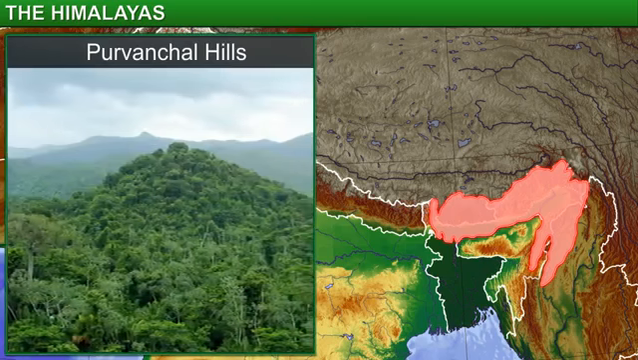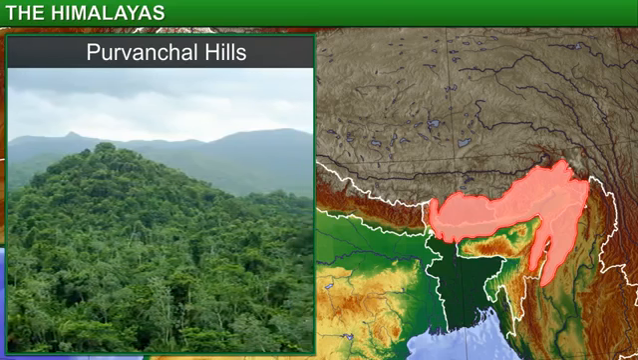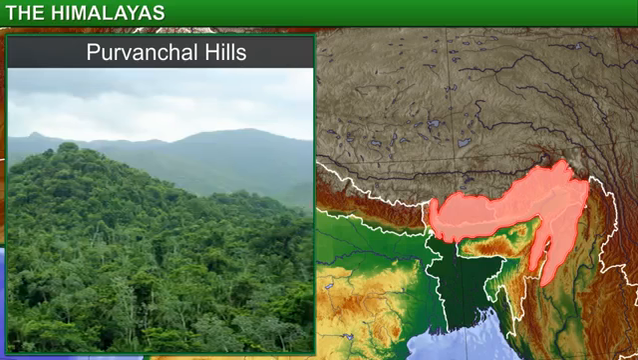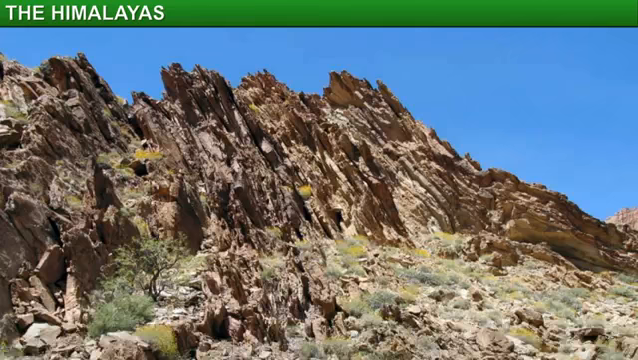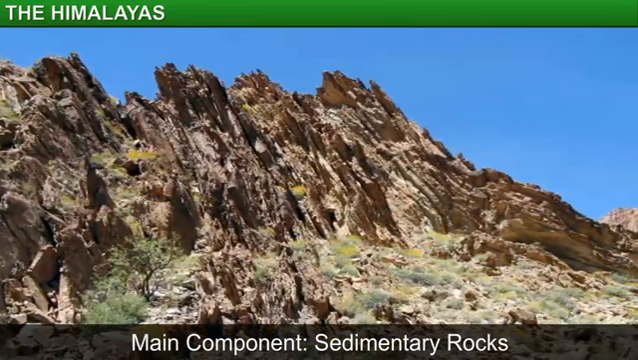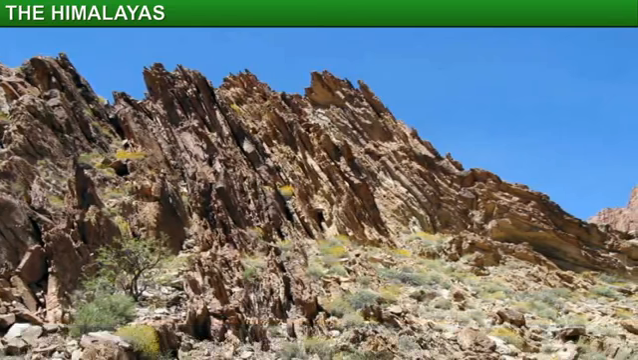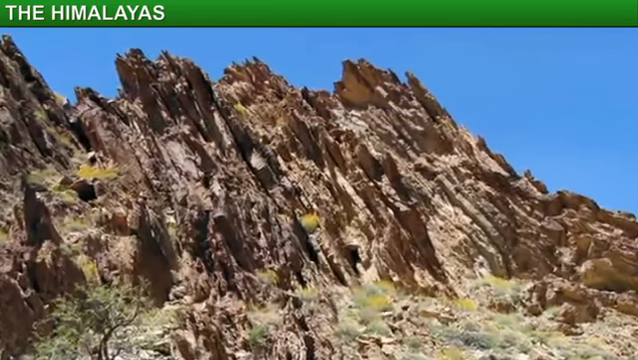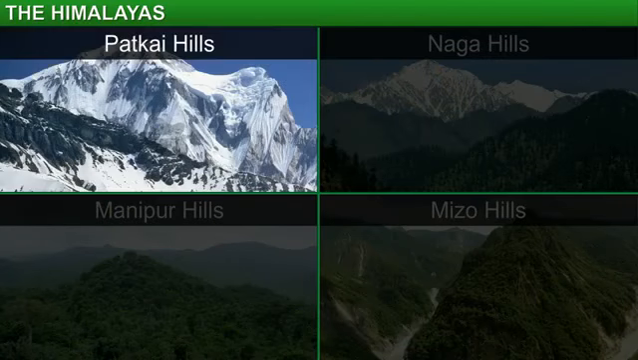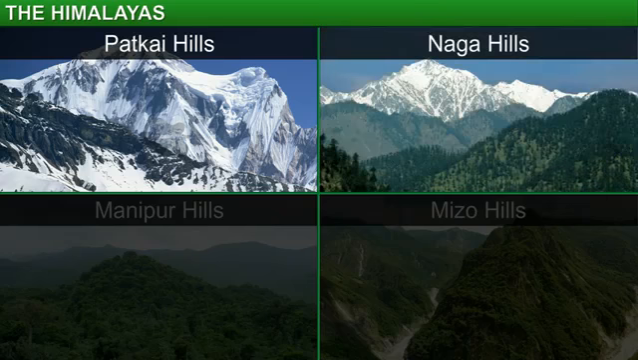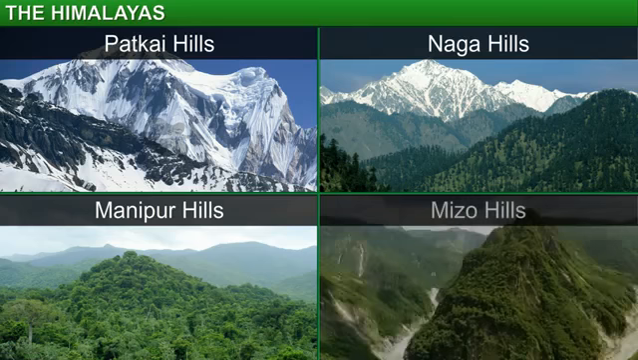The Puravanchal hills are covered by thick forests and mostly consist of parallel ranges and valleys. Strong sandstone, a type of sedimentary rock, is the main component of these mountains. Let's take a closer look at the Puravanchal Range. The Puravanchal Range is made up of the Patkai Hills, the Naga Hills, the Manipur Hills, and the Mizo Hills.